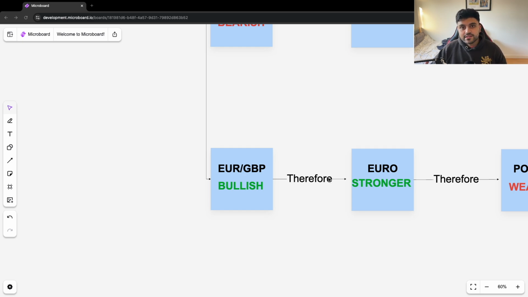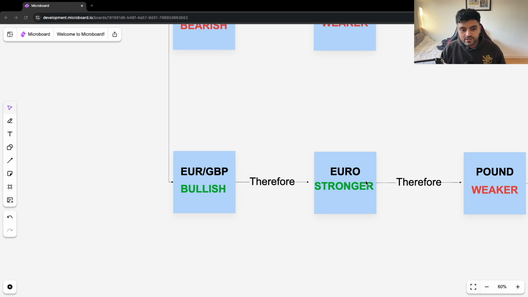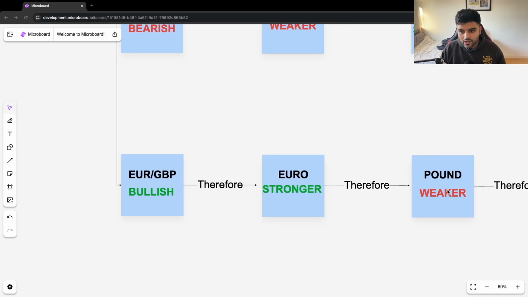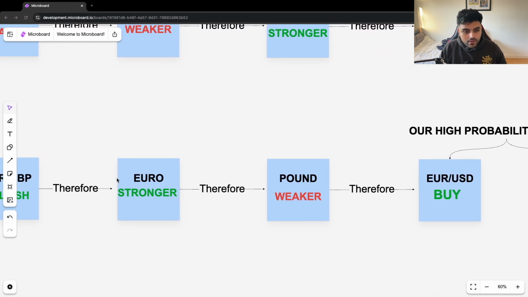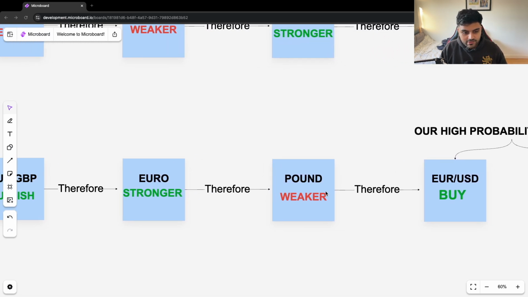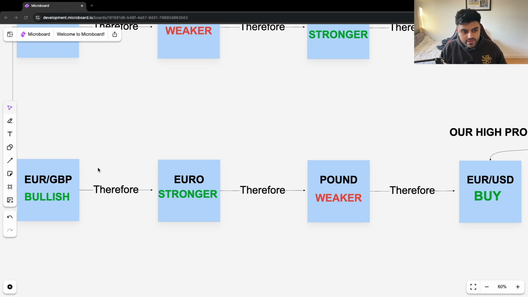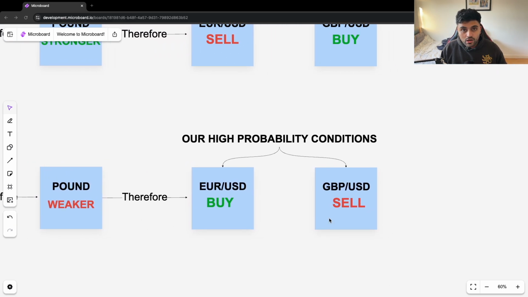Now, if Euro GBP is bullish, therefore Euro is stronger, okay? First pair, the first currency is bullish. So Euro is stronger, therefore pound is weaker. GBP weaker, okay? So Euro stronger, pound weaker. What does that lead to? What's the natural conclusion you would assume? Euro sells, pound buys, okay? Sorry, Euro buys, pound sells. Euro GBP is bullish, which means Euro is going up, GBP is the weaker one, so GBP down. So our high probability conditions are Euro USD buys and GBP USD sells.